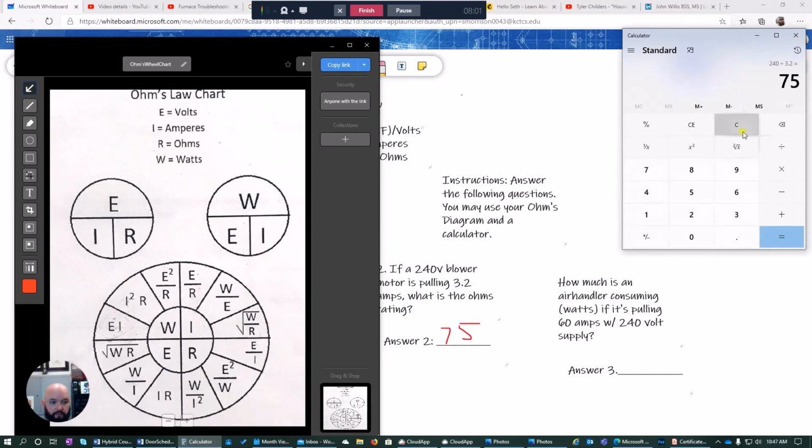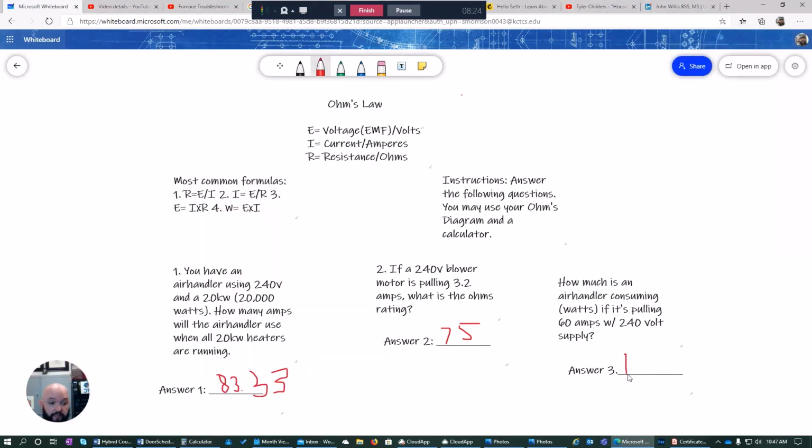Okay, clear. 240 volts times 60 amps. How many watts are we using? That would be a 15 kilowatt heater. Or, more precisely, I'm just giving you a rule of thumb. They usually call them 15,000. To be more precise, 14,400. The circles are the hardest.